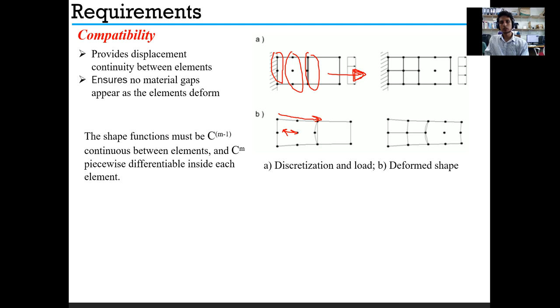There shouldn't be, for example, the nodes here and the nodes here separated like that, and other peer nodes shouldn't be like that. This shouldn't happen. So it ensures no gap, which is compatibility. And the shape functions must be continuous between the elements and piecewise differentiable. So this is for the deformed shape, and I have shown it for the continuous load along the axis.